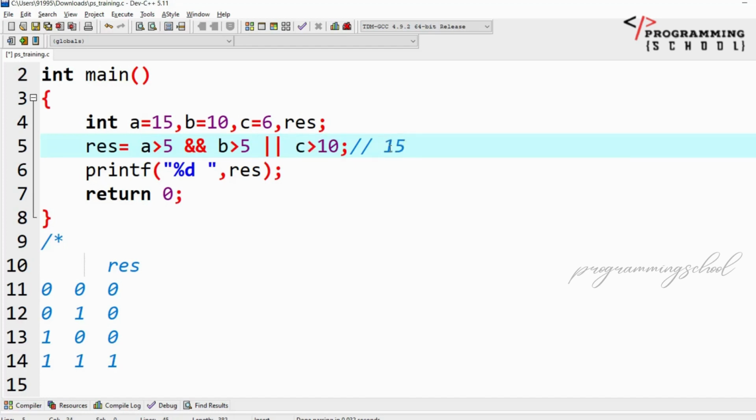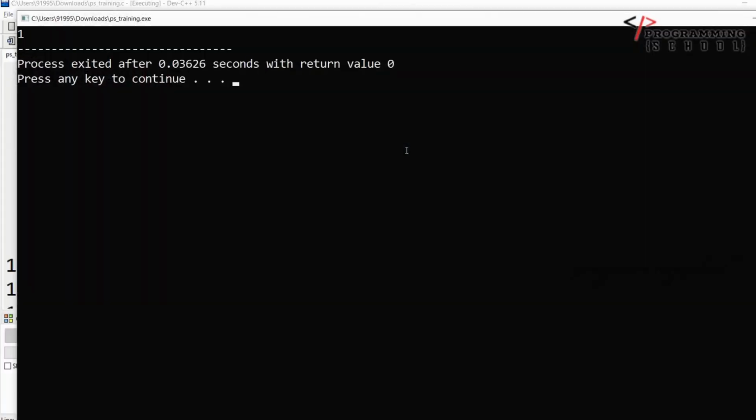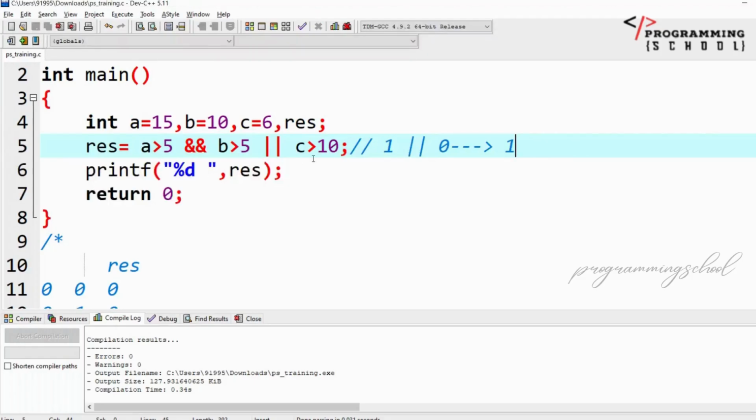For example, a is greater than 5: what is the a value? The a value is 15. 15 is greater than 5. Is it true or not? Yes, it is true. And 10 is greater than 5. Is it true? Yes, that is also true. Both are true, right? Then the total AND expression is going to be true, so this is 1. Or the c value is 6. 6 is greater than 10. Is it true? This is going to be false. So now this is 1 or 0, that is going to be 1. That's why the answer is 1 at this position. Just understand, everyone. For example, now I am going to change the values like this.